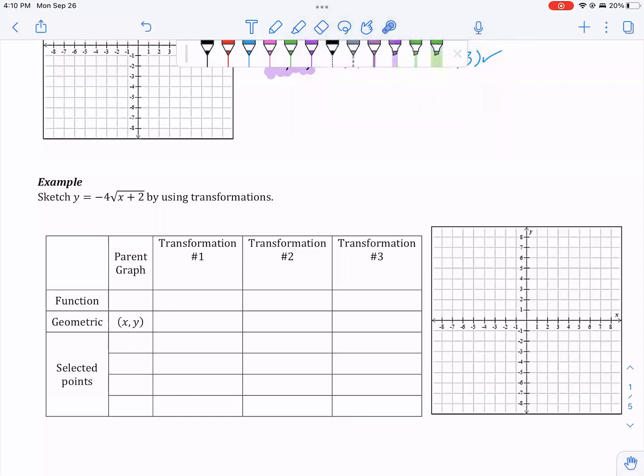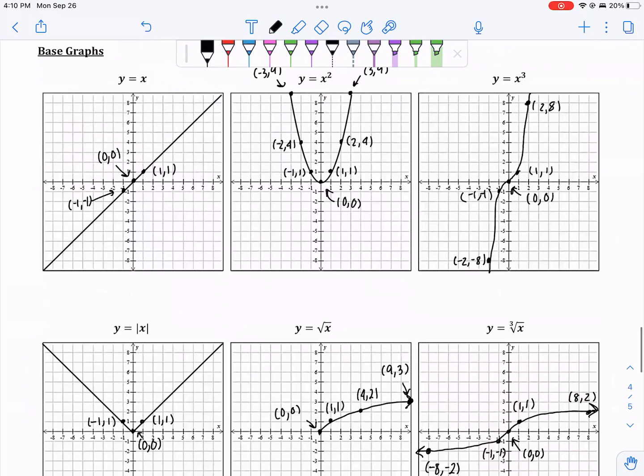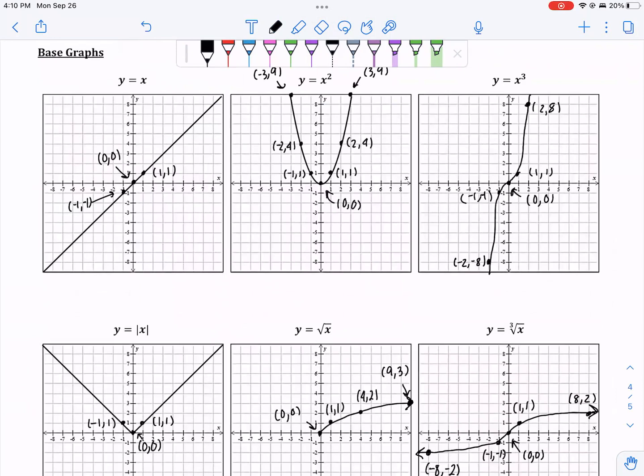All right, so let's talk about this little chart I have here. What we're going to do to graph this guy is fill out a chart where we talk about the function notation and we talk about geometrically what's happening. For the function y equals -4 square root of x plus 2, the base graph is the square root of x. That is the base function. On the square root of x graph, we have a few important points. If you remember down here, 0, 0, 1, 1, 4, 2, and 9, 3.